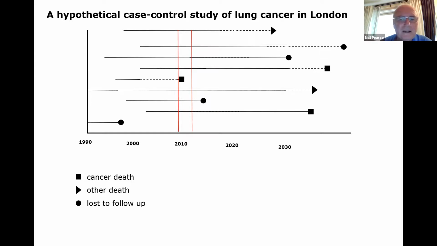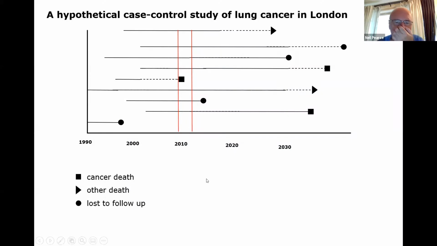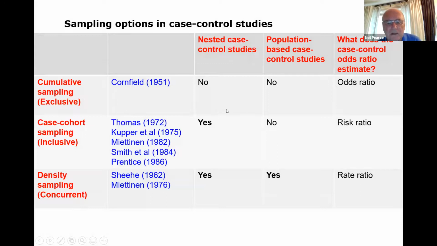And it turns out that that actually corresponds to what I've called density sampling. It's essentially sampling from the person years. The problem is that case control studies are often taught in terms of this idea of exclusive or cumulative sampling, but most times we do it this way. We have dynamic populations, we find all the new cases, and we sample from the people in this population at risk at that particular period of time. So most times we teach case control studies this way in introductory courses, but we actually do them this way. When we do them in populations, we are essentially using density sampling and we're estimating the rate ratio.